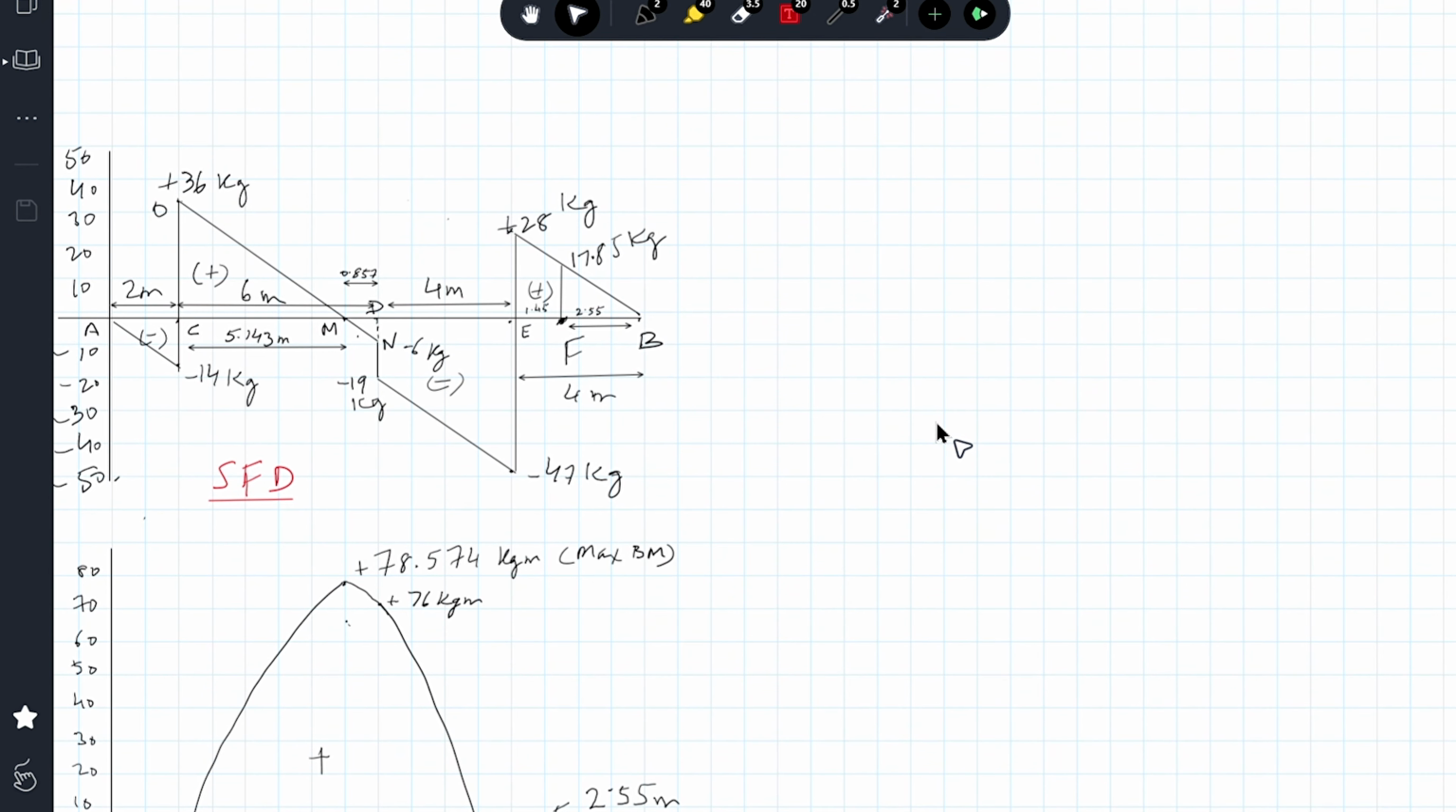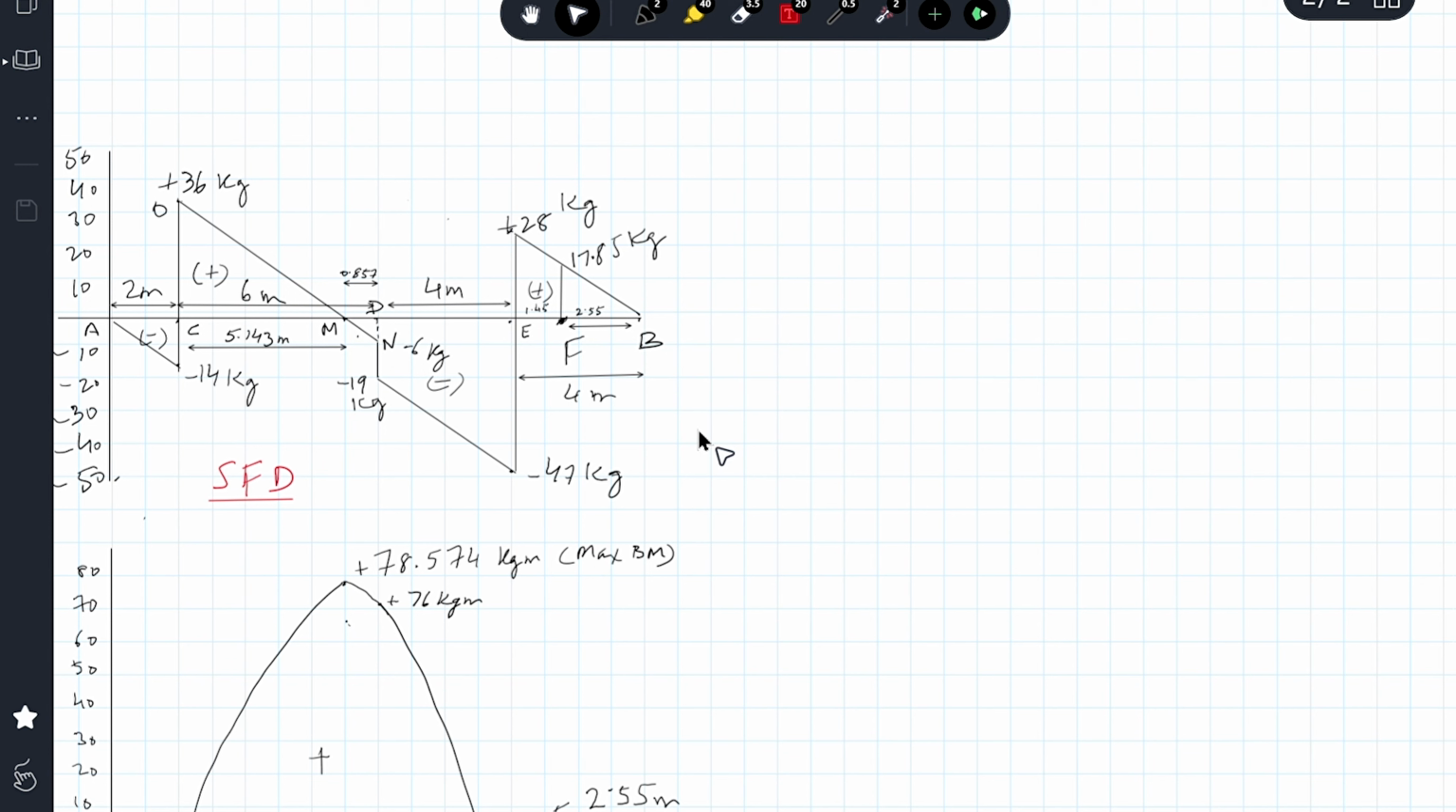Otherwise, whether you do it to the left or to the right of the point, it should not change. The value should be absolutely fine. So at F, which is just 2.55 meter from point B, if I take the section to the right of it, then I just have the length of the beam, which is 2.55 meter, multiplied by 7 kg per meter. This is the only force to the right of it, which will be the value of SF. You will get the same answer.